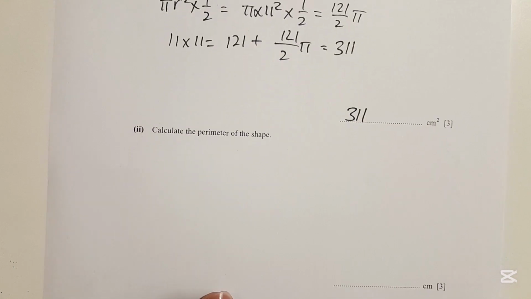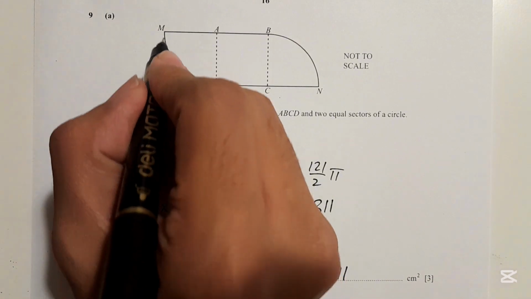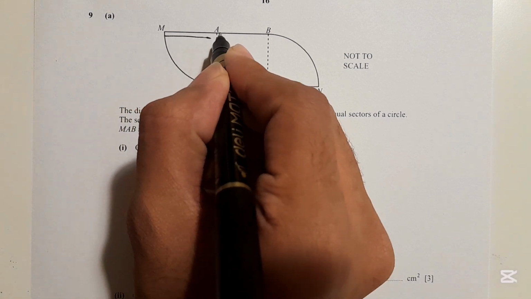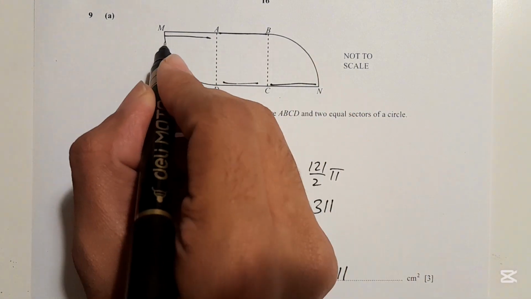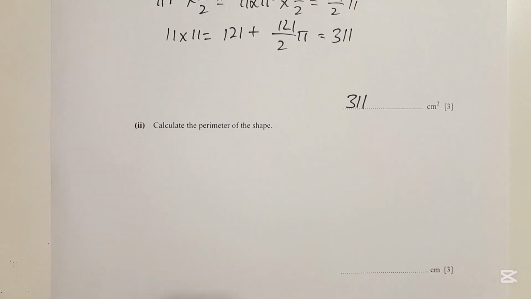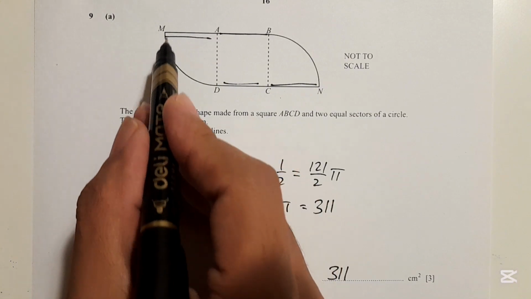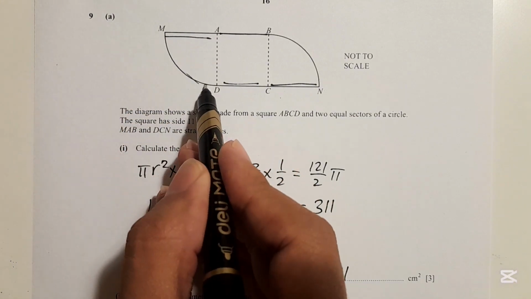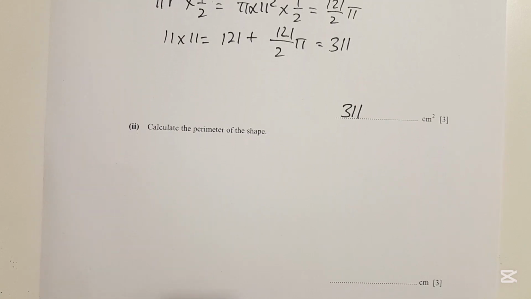Part 2 states calculate the perimeter of the shape. So first we already have this length, which is 11, this length, which is 11, here also 11 and 11. Now we have to calculate the circumference, which is the perimeter of the circle. So the circumference will be half, because we have only half of the circle, one quarter and second quarter. Two quarters will be one half.